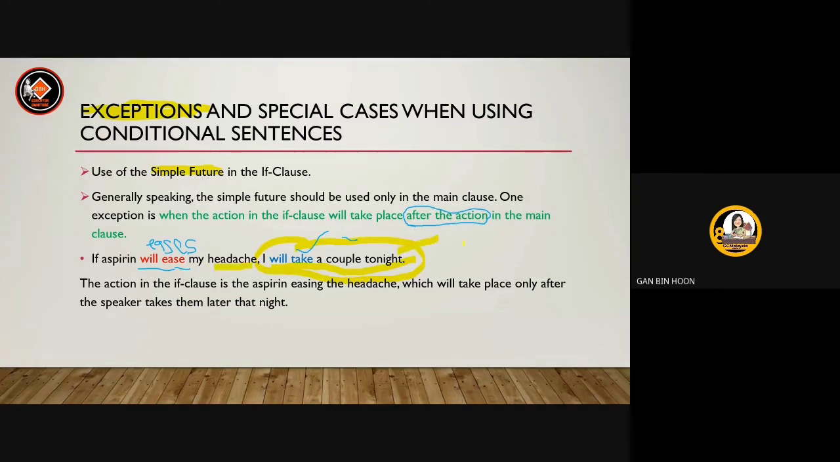So, this is the first action. Action pertama. This is the second action. Action kedua. So, you can use both will. Okay, but nobody bothers about this, but you need to know some. It's up to you. Look at your level. Tengok level awak. It doesn't mean ada zero, first, second and third sentence, conditional sentences awak kena guna semua. No. Some people they do not like to use. Okay, penerangan. The action in the if clause is the aspirin easing the headache, which will take place only after the speaker takes them later tonight.